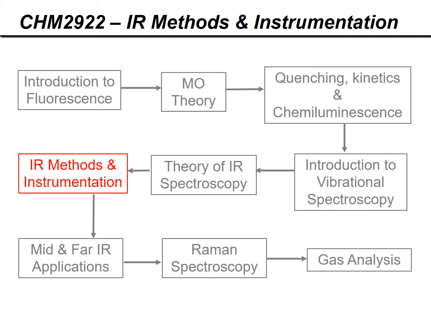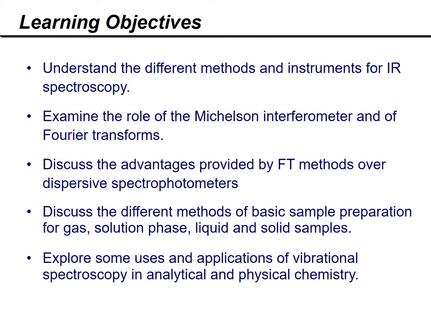Hello again, everyone. This video will cover infrared methods and instrumentation. We're going to look at some ways to do infrared spectroscopy. In particular, we're going to talk about a thing called the Michelson interferometer. We'll discover that infrared spectrometers mainly work by Fourier transforms. We'll have a quick discussion about that. Look at how to prepare some samples and discuss a couple of applications.